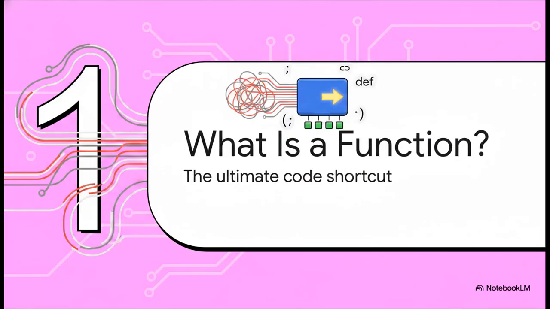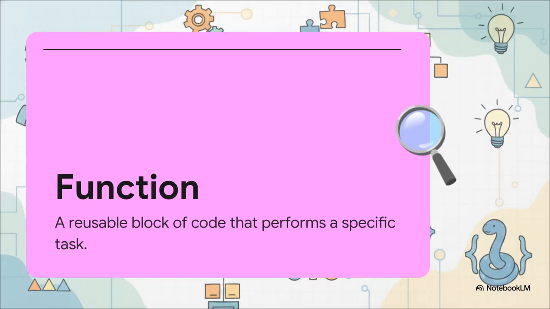The solution to all that mess is what I like to call the ultimate code shortcut, the function. So what on earth is it? At its heart, a function is just a block of code that you've given a name to. The whole idea is that it does one specific thing, and you can reuse it whenever you want. Honestly, the best way to think about it is like a recipe. You write the instructions for a cake once, you name it awesome chocolate cake, and then anytime you want that cake, you just say, let's make the awesome chocolate cake. You don't have to rewrite the entire recipe from scratch every single time.